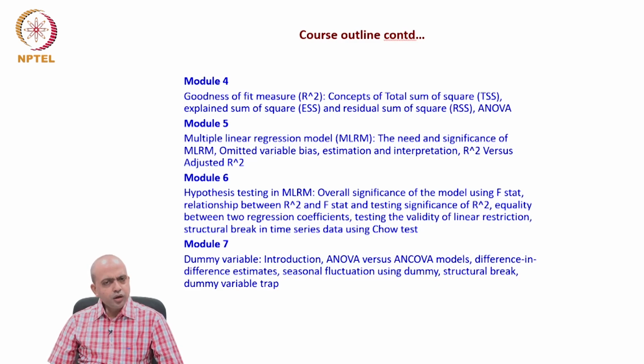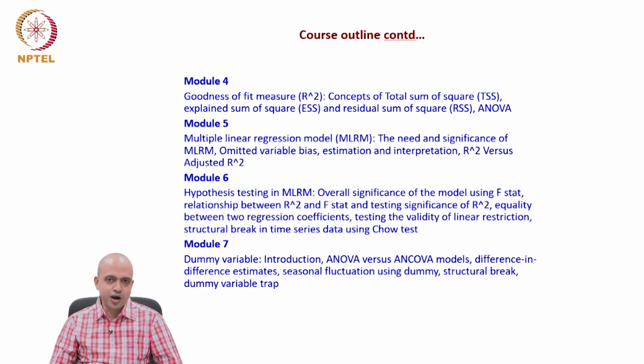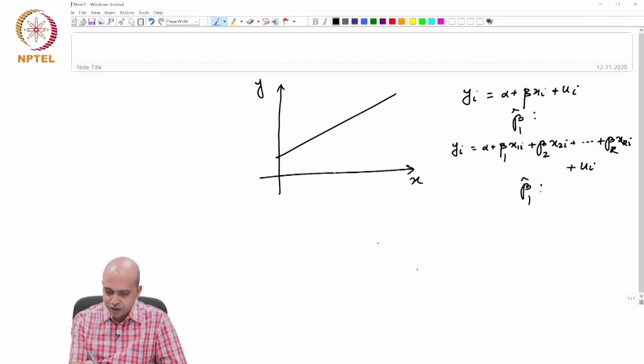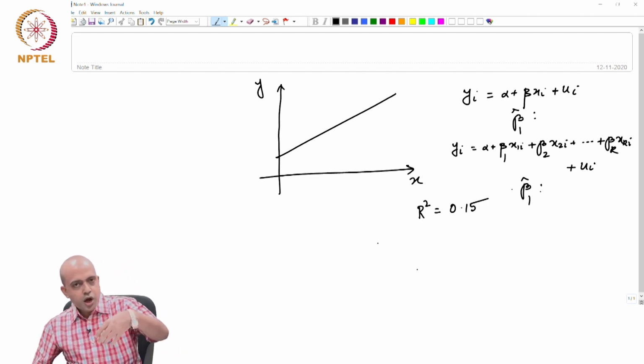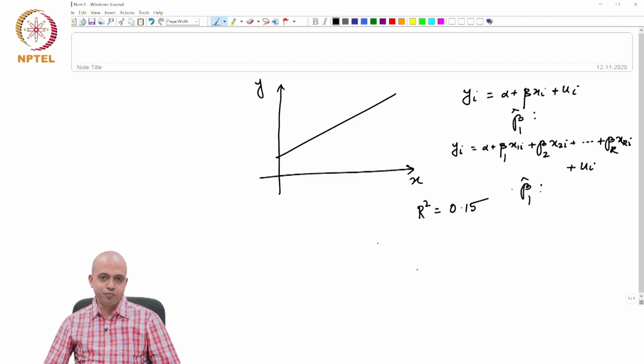Then we will also learn a fantastic relationship between the F statistic and R square, and that particular relationship will help us understand even the significance of R square also. For example, let us say that you have estimated a model, a consumption function, and your R square turns out to be 0.15. So, that means out of the total variation in y, your model is able to explain only 15%.